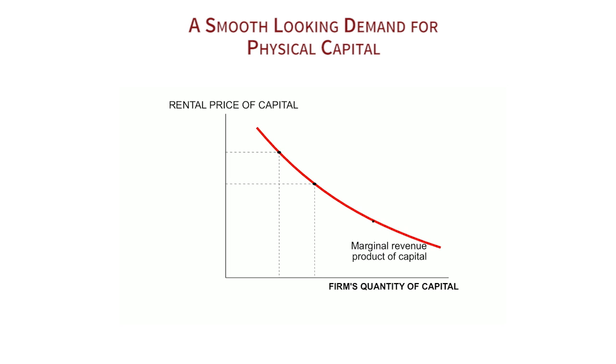So on the vertical axis, we have this rental price, how much it costs to rent the capital. On the horizontal axis, the firm's quantity of capital demanded. And it's simply just the marginal revenue product of capital in the picture. To get the market demand, you'd sum across these horizontally, as we've shown in other examples in this course.